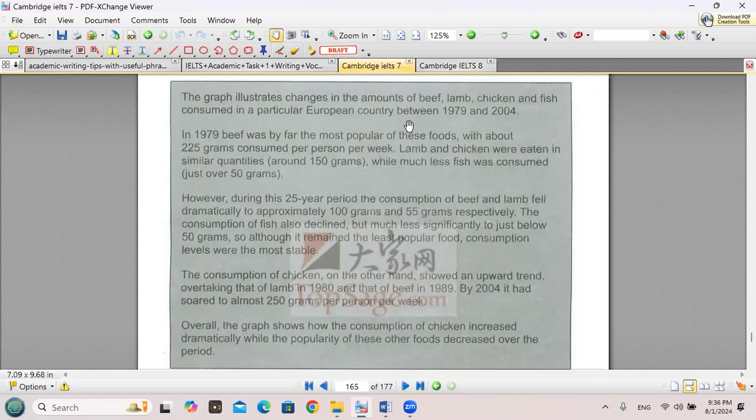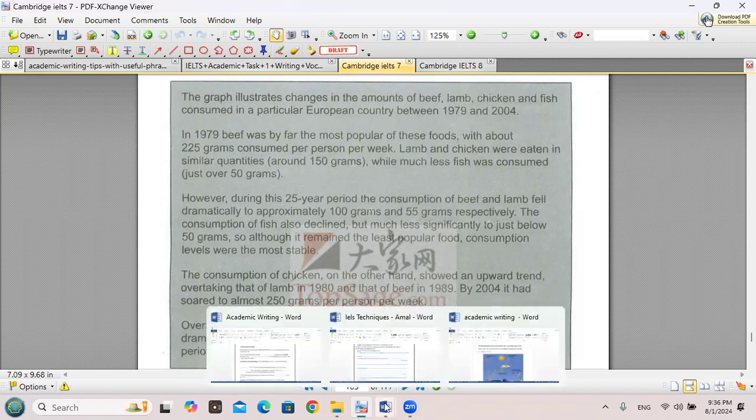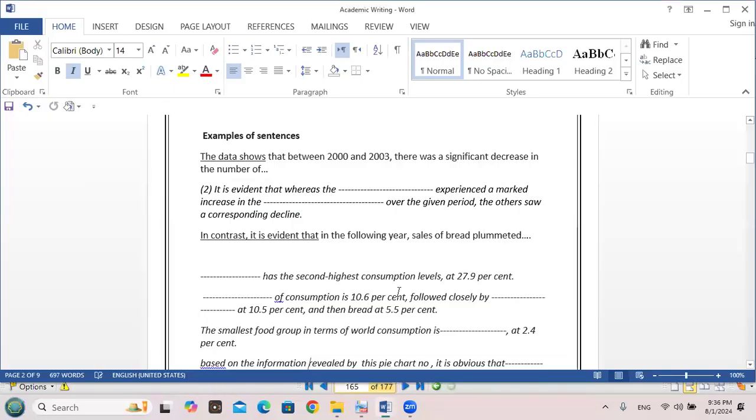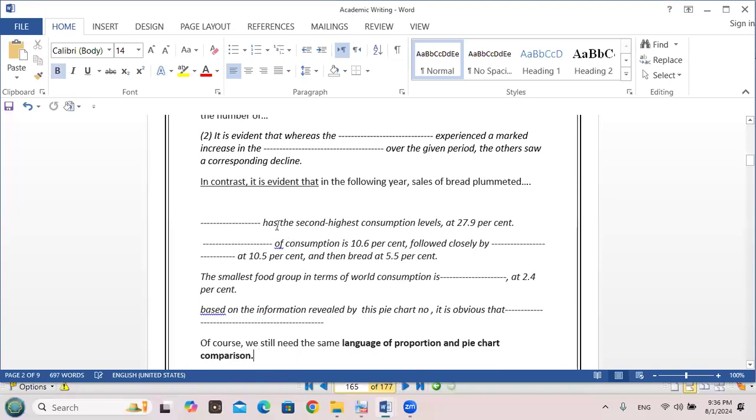Body one, body two. Sometimes you can write two bodies, sometimes you can write three bodies. Based on what? Based on the graph itself. Always try to classify information. Okay, you have this one here. What else? Yes, you can write here, these sentences have the highest, second highest consumption levels at.